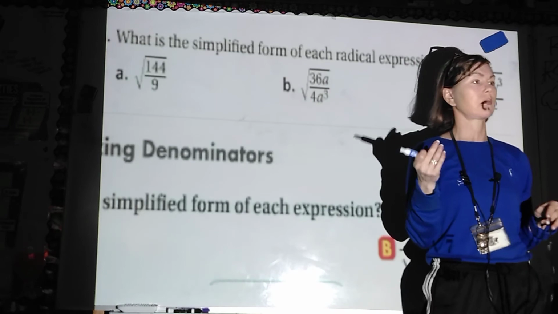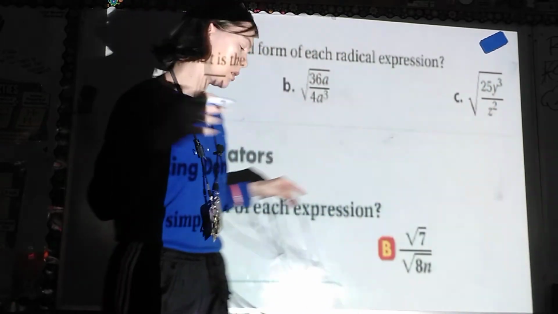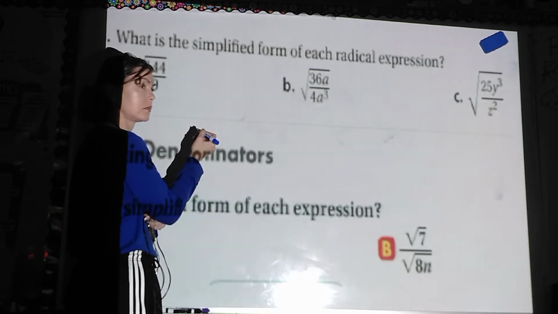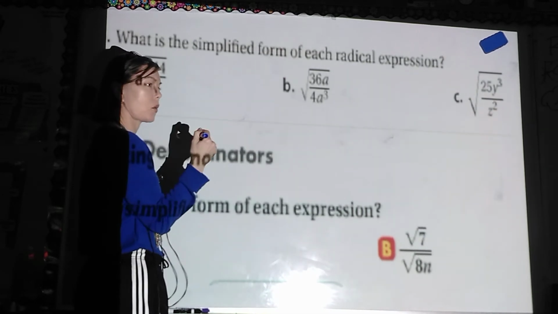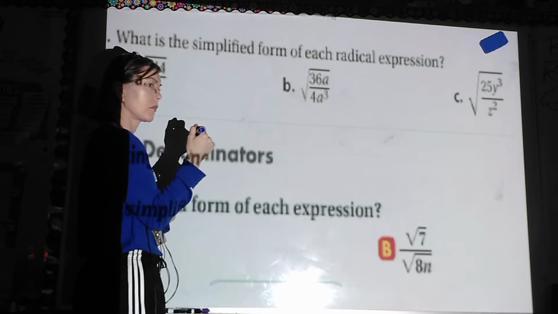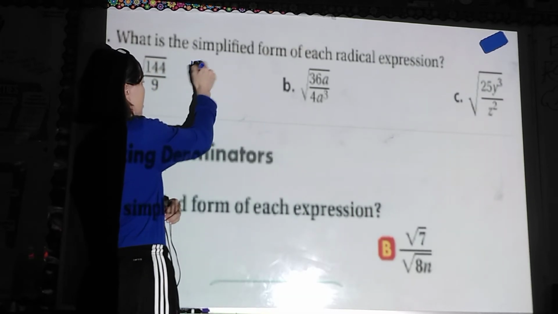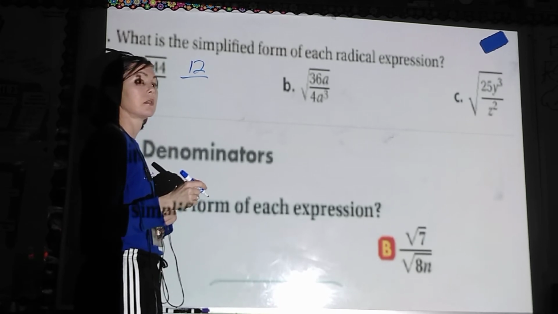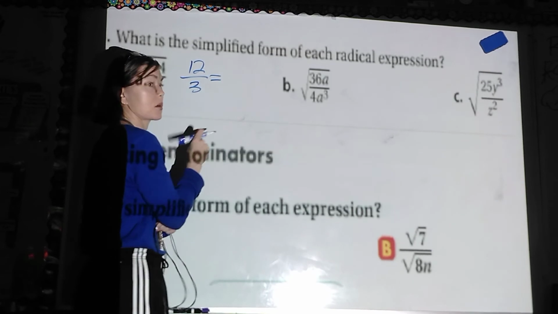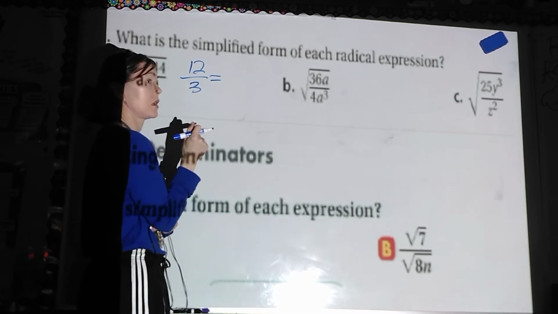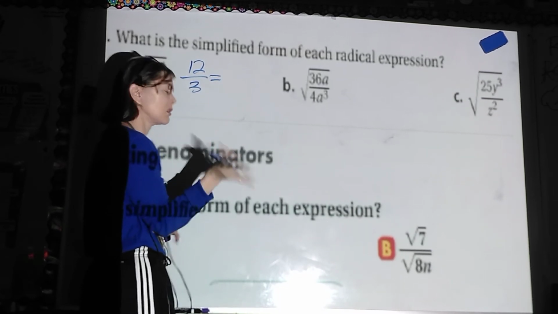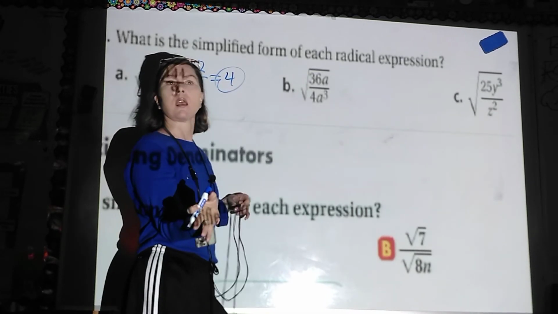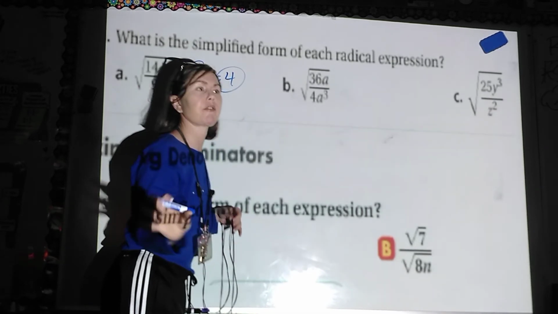So mental math. Adam, what's the square root of 144? What times what gives you 144? 12. Thank you. Okay, and what's the square root of 9? 3. Oh boy, folks, wake up. I said smell the coffee beans. Take another whiff. Okay, and 12 divided by 3 gives you what? 4, and you're done. Are you with me? Okay, fabulous.